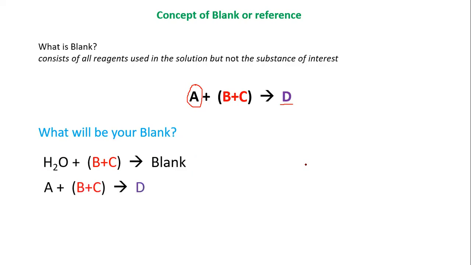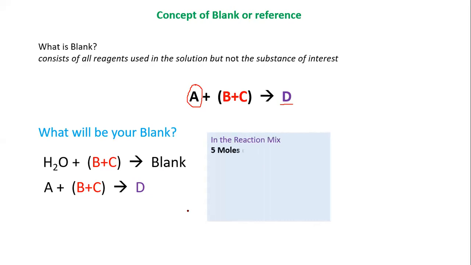Now, my reaction mix consists of, instead of water, it will contain A, then A will react with B plus C, you will get D, and against this blank, you will check what's the absorbance given by D. That is how you will proceed? Yes, sir. Okay. Now, there is a bit of a problem here. Imagine.